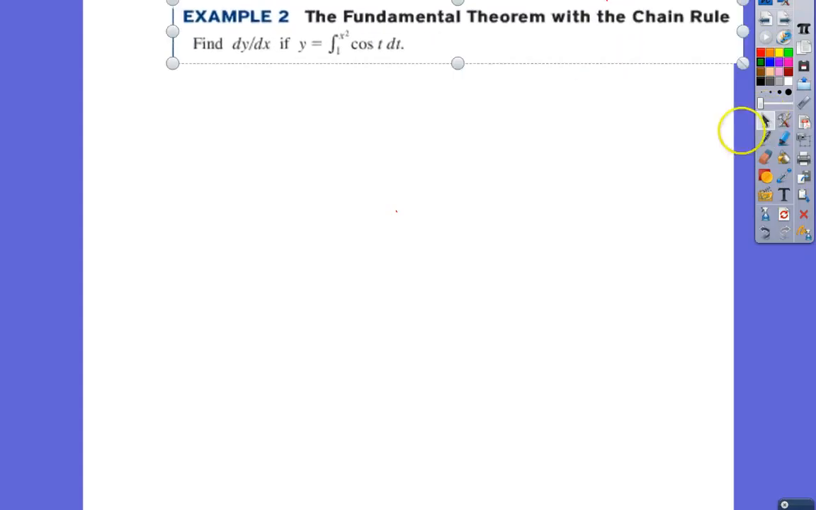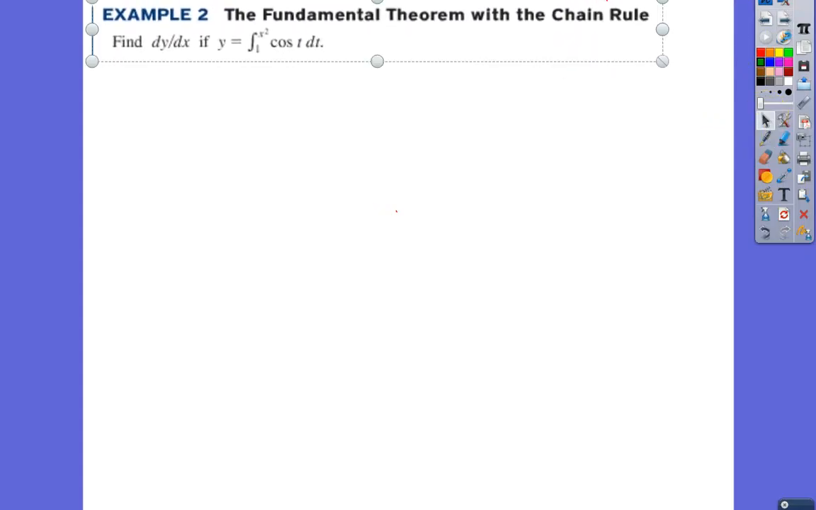Oh, but now I have another problem. I'm going to make this a little bit bigger so you can see it better on your computer screen. So this one here says, I have the derivative, and I want to find the derivative of this. The bottom one's a number, that's okay. The top one, though, is x squared. So I'm going to use the chain rule in this.